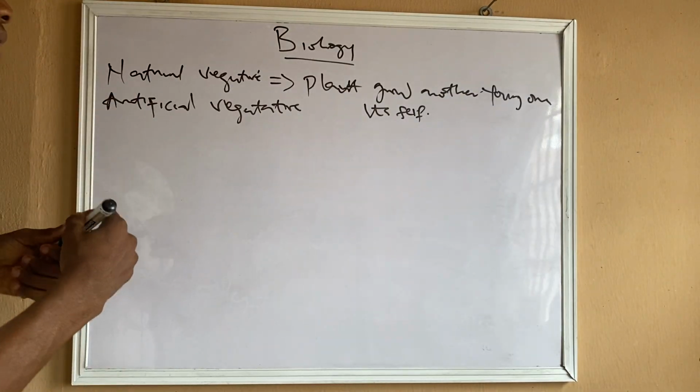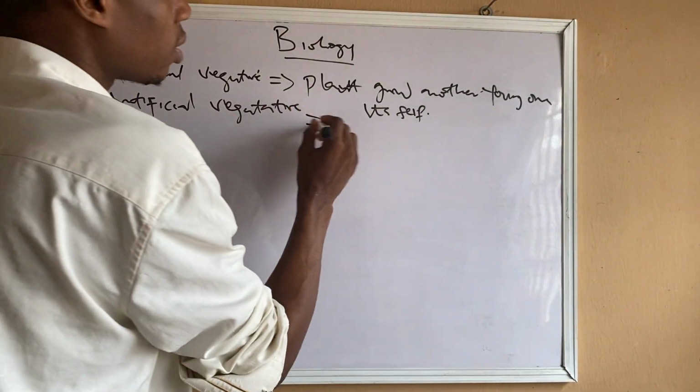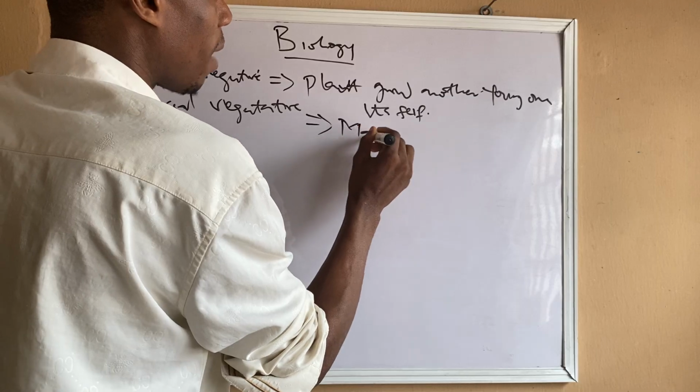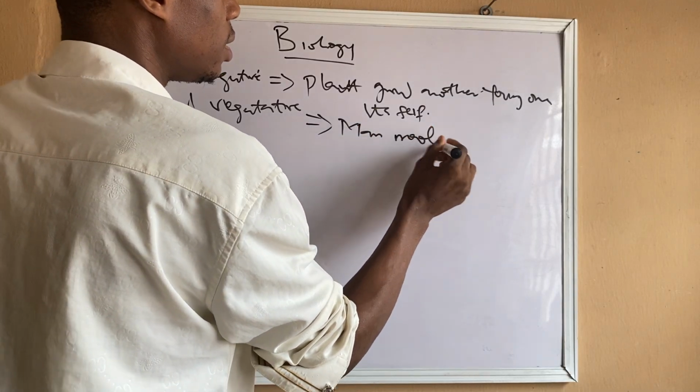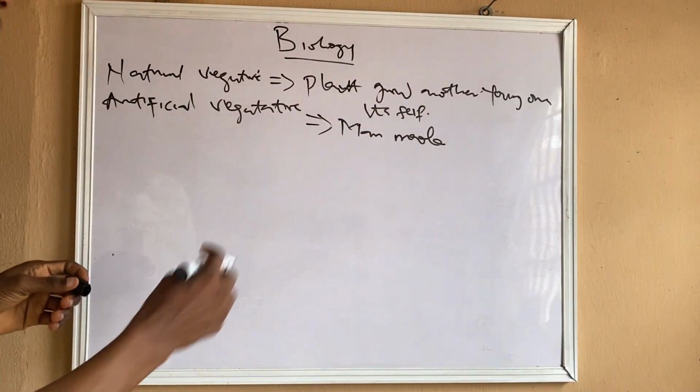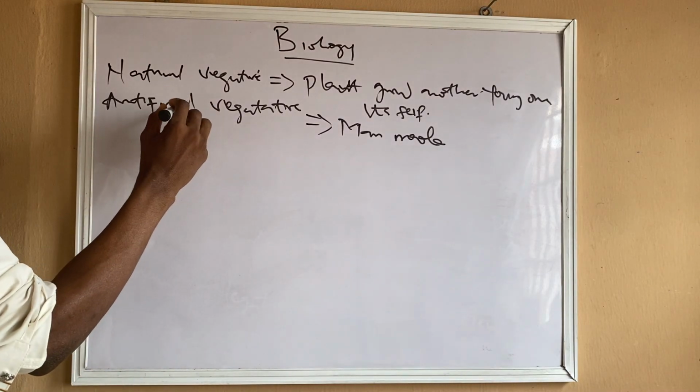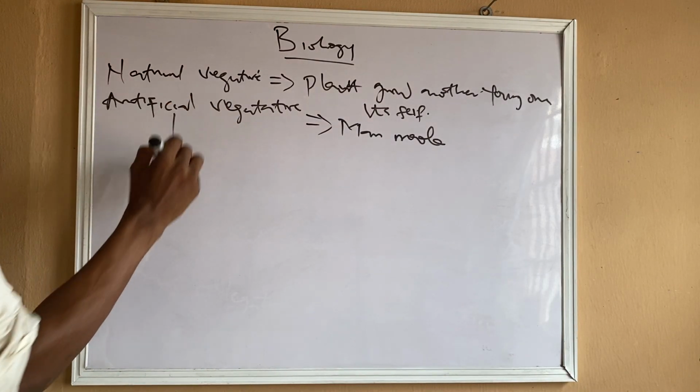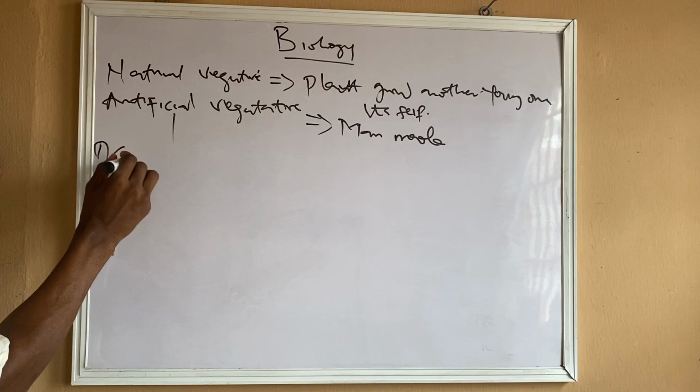But this artificial vegetative is man-made. Yes, it is done by man. Now we have different types of artificial propagation. One, we have cutting.